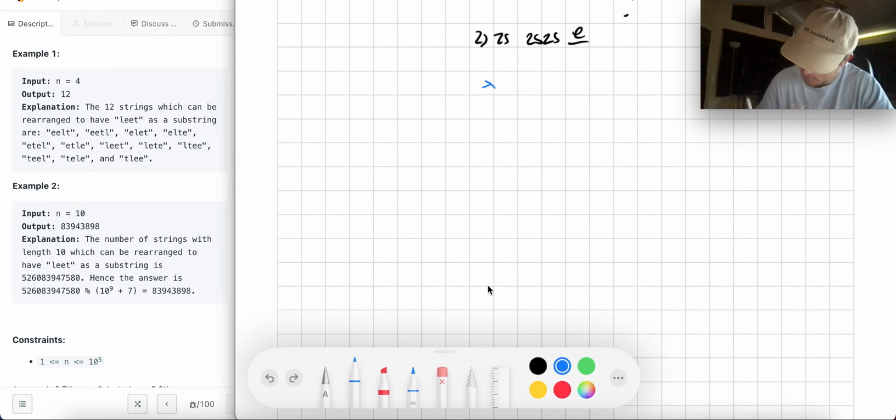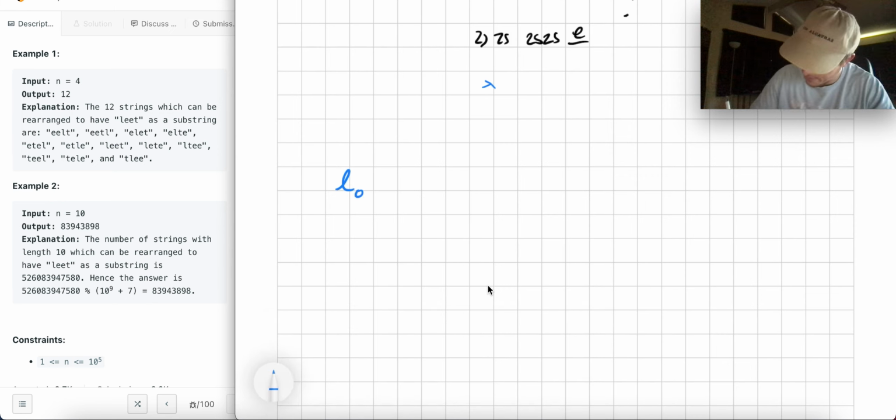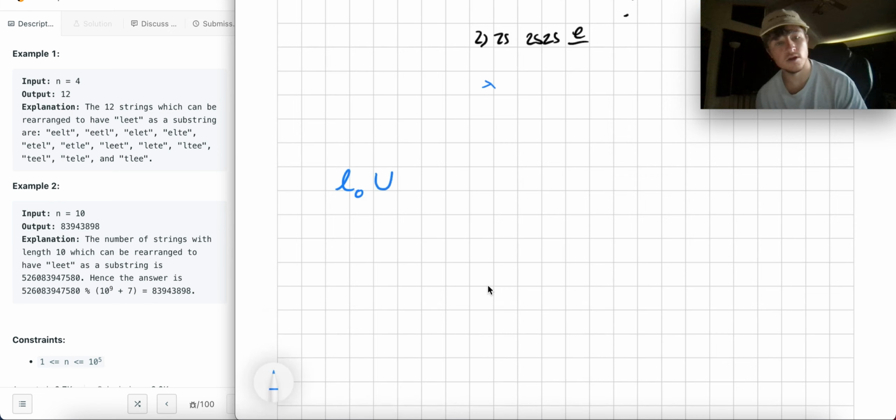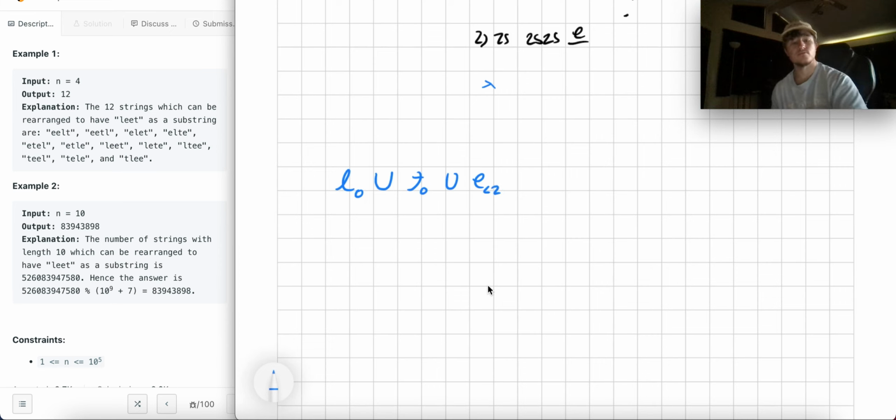A, we want the case where there's 0 L's. Now this is the symbol for or. We want the case where there's 0 T's, right? Because we're trying to subtract those out. And we want the case where there's less than 2 E's. Okay?